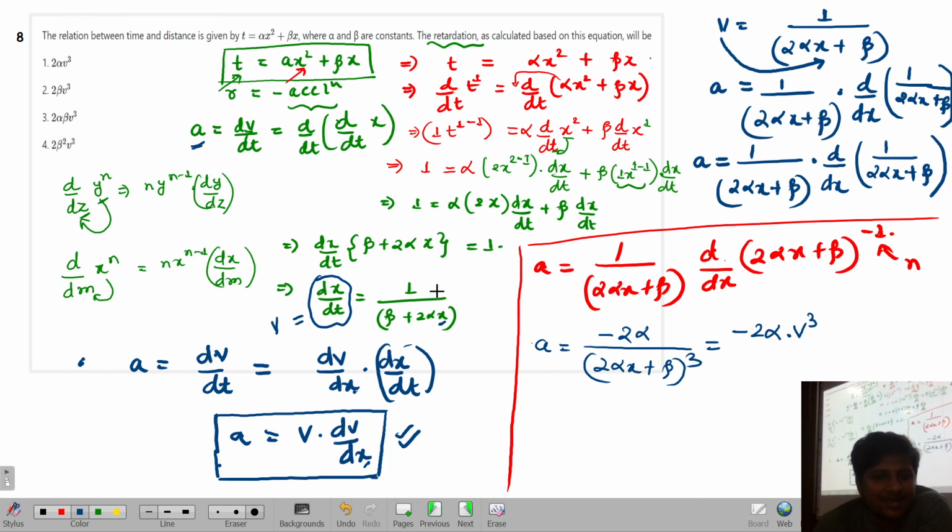Now, retardation, we have to calculate the retardation as given in the question, or not? Retardation is equal to negative of a, that means it is equal to 2α into v to the power of 3. So what is your answer? Is it given? Yes, option 1 is correct. What is your retardation? Yes, tell me.